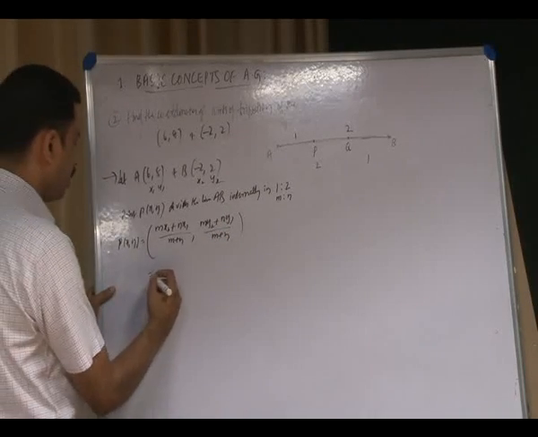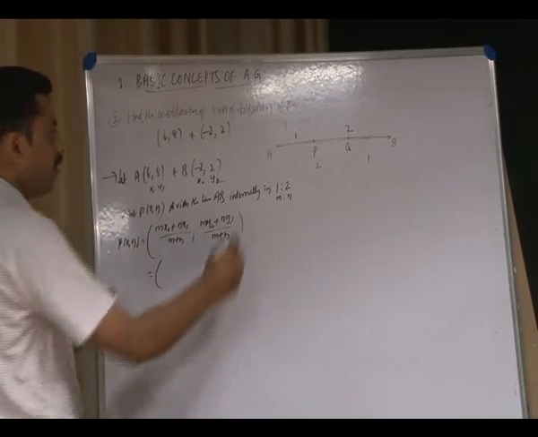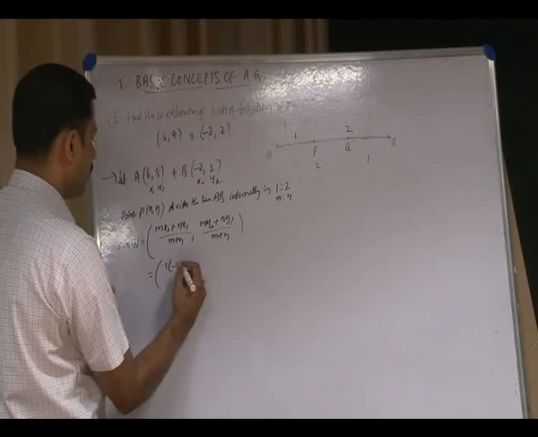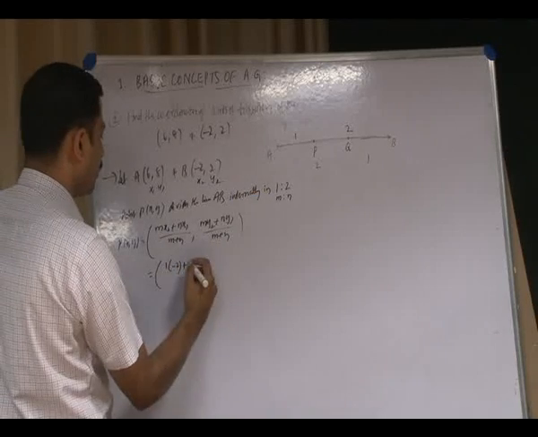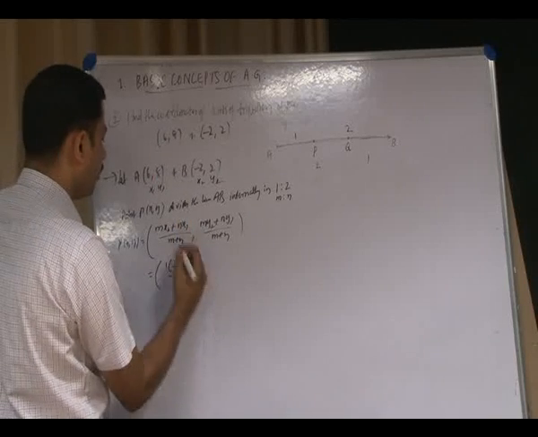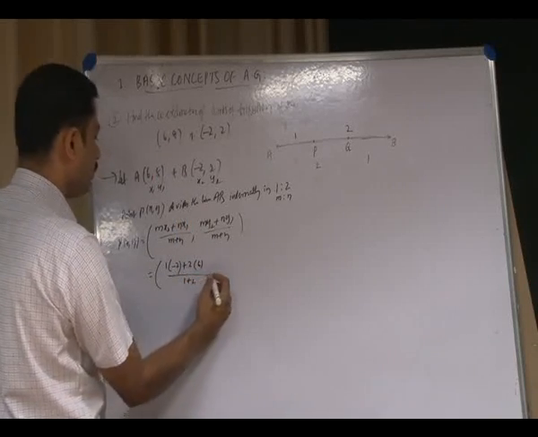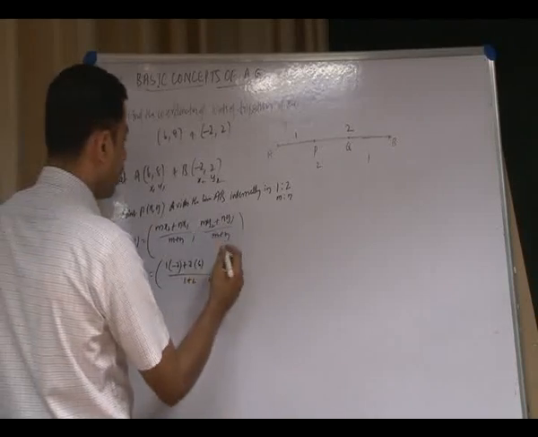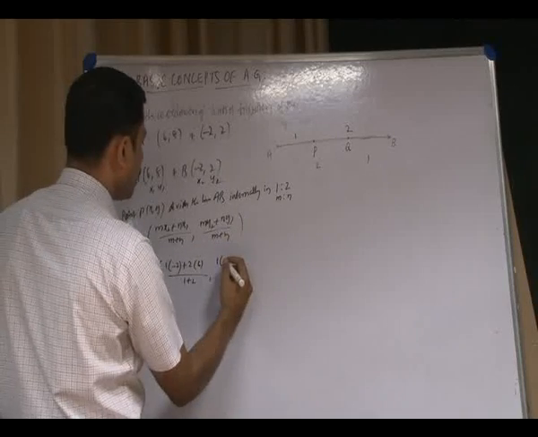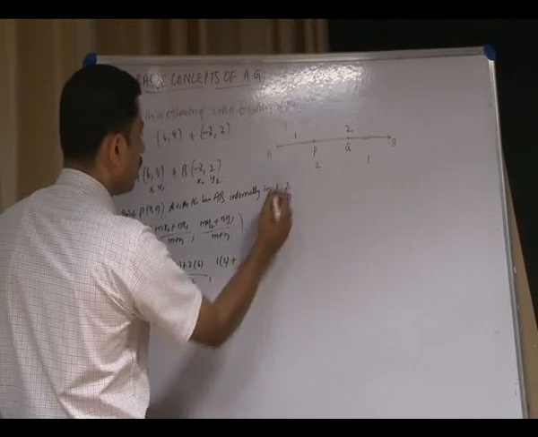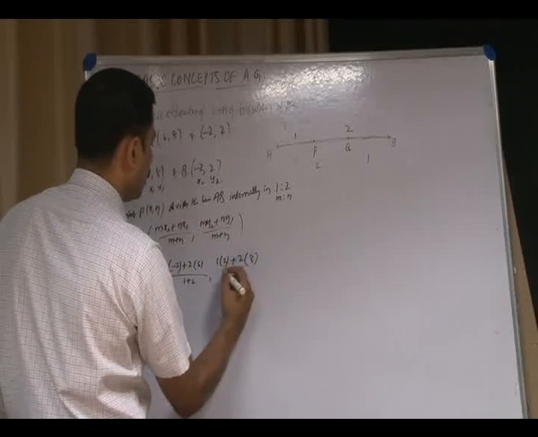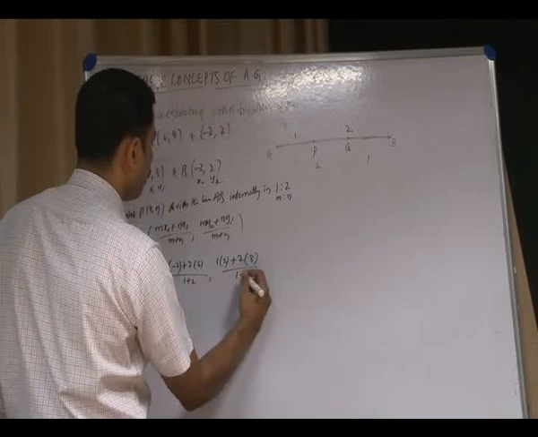So, substituting in this formula, the value of m is 1 here, into x2 is minus 2, plus n is 2 into x1 is 6, divided by m plus n, 1 plus 2, comma, the y coordinate: m is 1 into y2 is 2, plus n is 2 into y1 is 8, divided by m plus n, 1 plus 2.